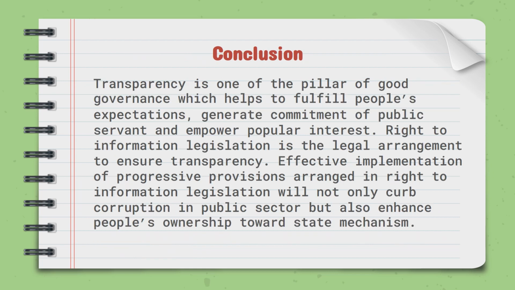Let's conclude our discussion. Transparency is one of the pillars of good governance which helps to fulfill people's expectation, generate commitment of public servants, and empower public interest. Right to information legislation is the legal arrangement to ensure transparency. Effective implementation of progressive provisions of right to information legislation will not only curb corruption in the public sector but also enhance people's ownership toward the state mechanism.